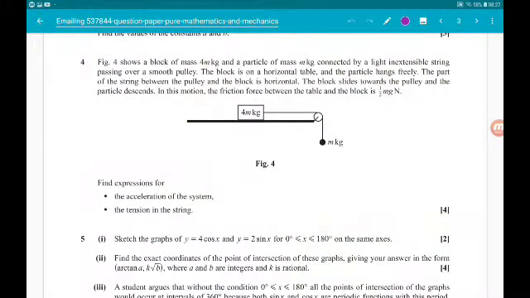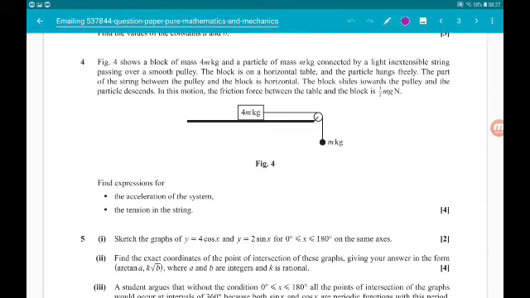Okay, question 4, 4 marks overall. Figure 4 shows a block of mass 4m kilograms and a particle of mass m kilograms connected by a light inextensible string passing over a smooth pulley. The block is on a horizontal table and the particle hangs freely. The part of the string between the pulley and the block is horizontal.